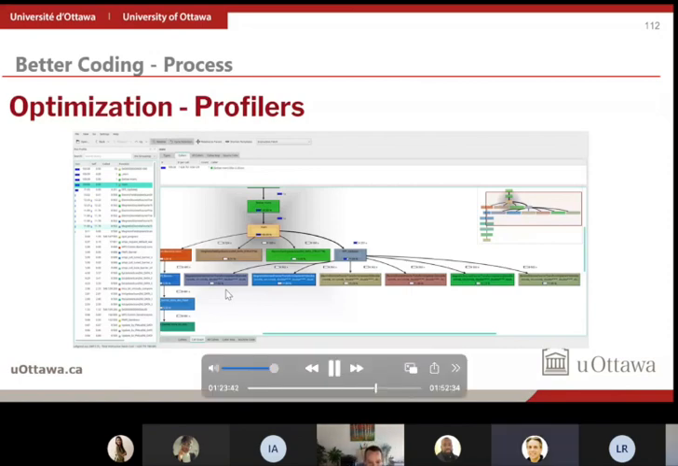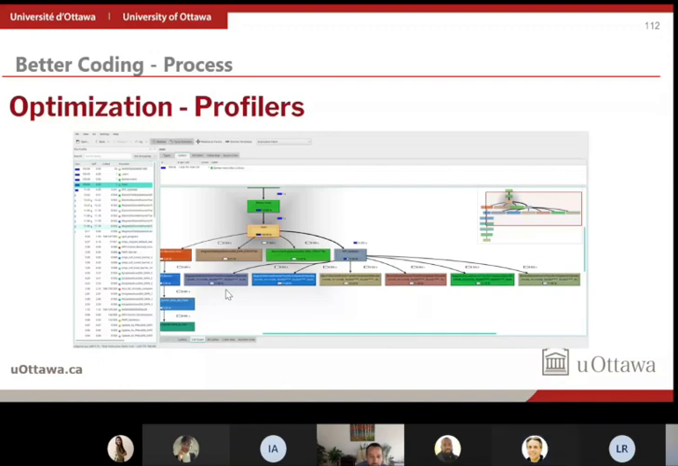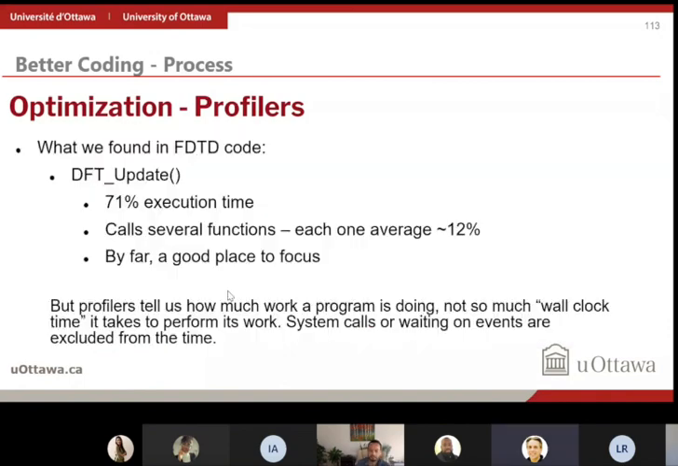Now, I'm not saying we should swear by profilers. They do have drawbacks, but at least they will give you some idea where to start in this venture. So here's what we found. As I mentioned, DFT update is actually more than 71% of the execution time. Then there are other functions that are about 12% under this guy. And like I said, okay, it's a good place to start.